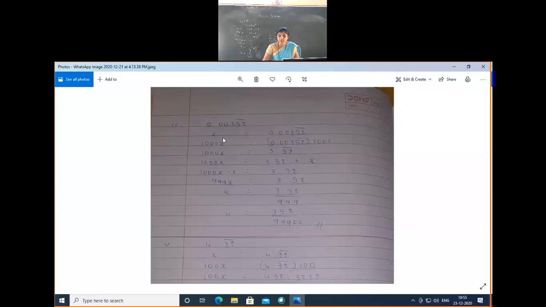Then what do we have to do here? We have to multiply this x, 0.00352 bar, by 100, no? Yes. So what answer will we get for this question? Work out this question. Okay. What answer you will get, we'll discuss.